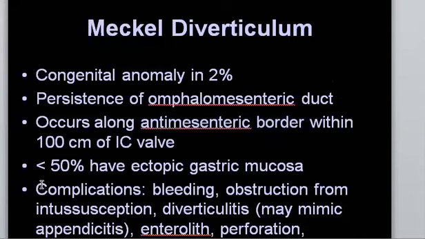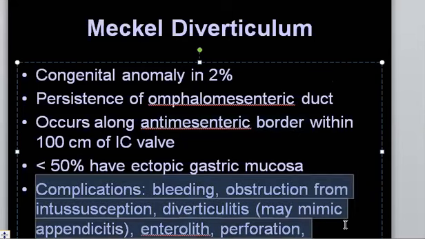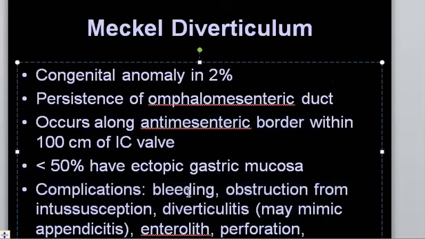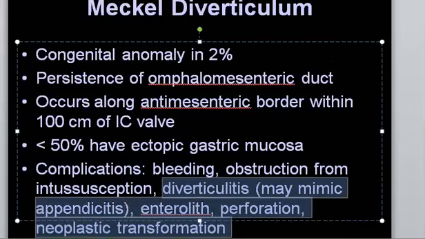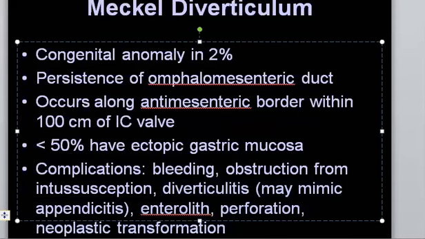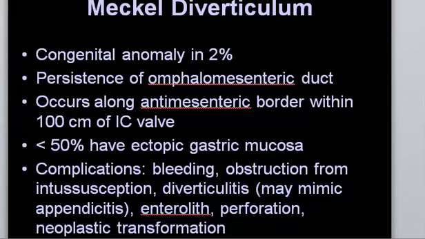When you suspect it, search for complications, which is more important: bleeding, obstruction from intussusception, maybe diverticulitis. That's why it mimics appendicitis, and maybe perforation. And finally, it can show you transformation to neoplasm. Okay.